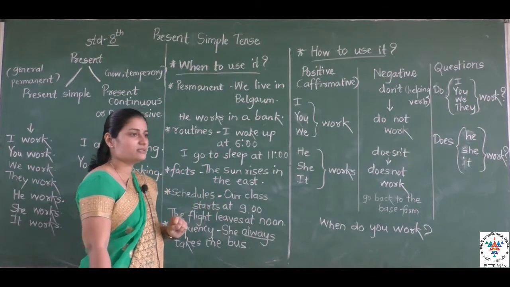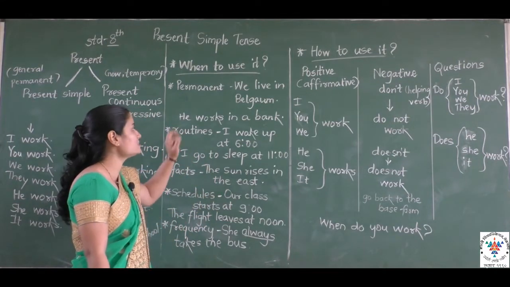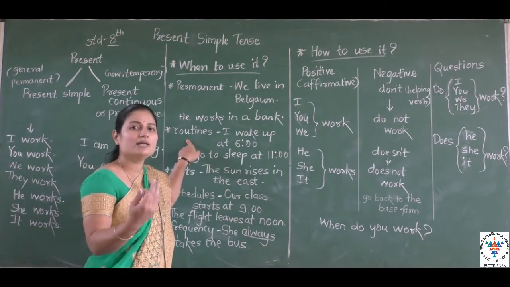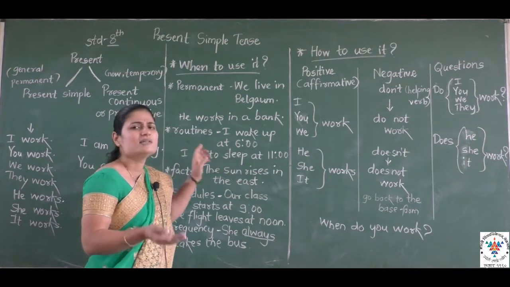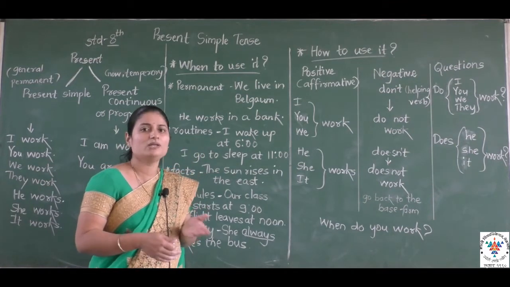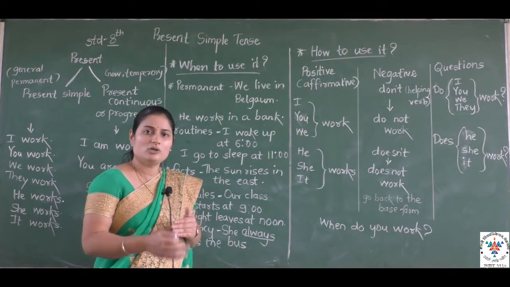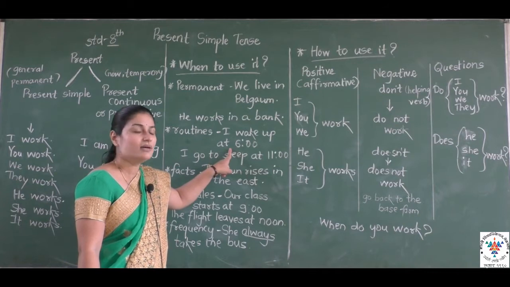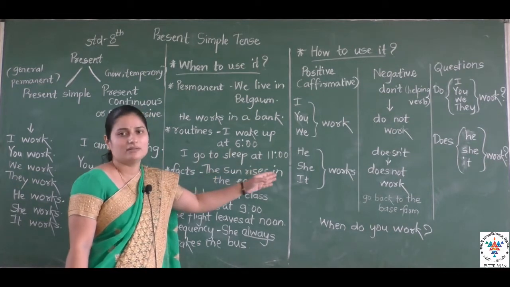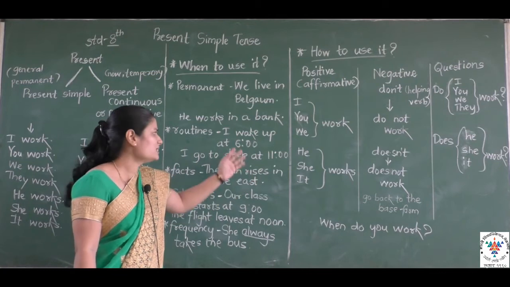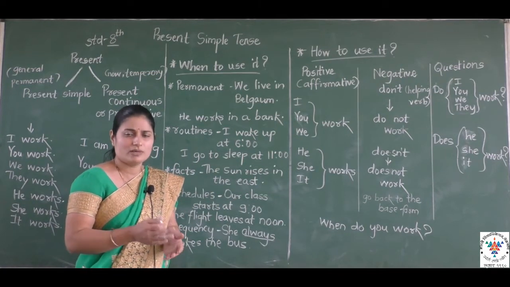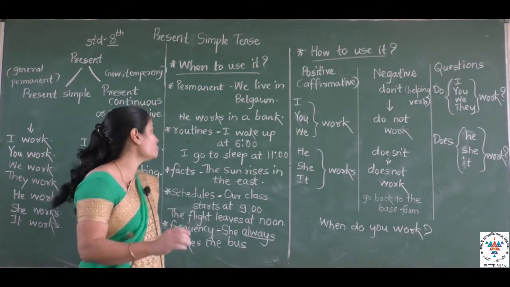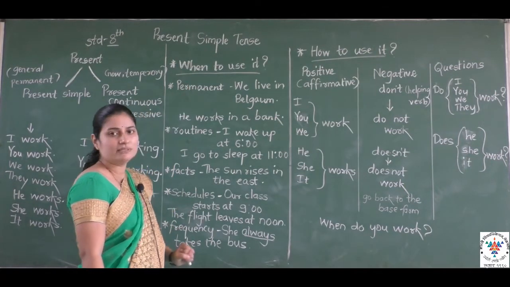The second situation that we should use this tense is routines. When you are speaking about the routines, or when you are telling about the routines. Routines means some activities that you do regularly in your daily life. For example, I wake up at 6. I go to sleep at 11. These activities you do regularly. When some actions you are doing regularly, for those routine works you have to use this present simple tense.